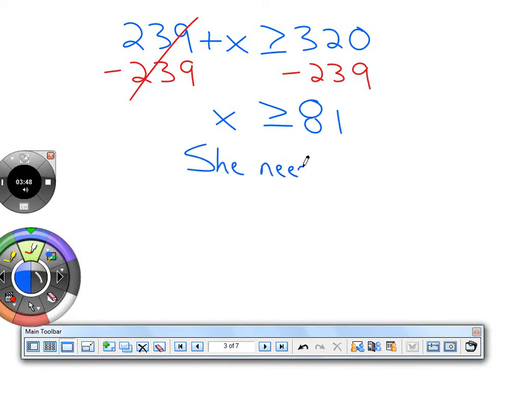She needs at least an 81, or 81%, however you want to say it. Okay? So there's a good little application where you need some multi-step skills here.